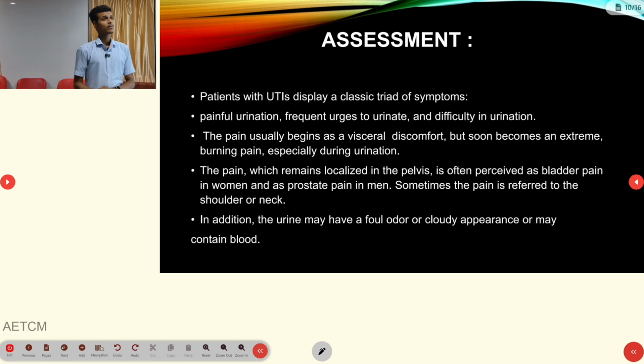So, getting into the assessment, we'll follow our assessment format, as we do in all other emergencies. We'll start with the scene size-up and then scene safety, right? This is one of the important things. Whenever, personal protective equipment, everything you should have. Because sometimes you can be exposed to the urine also. That is why PPE is highly recommended.